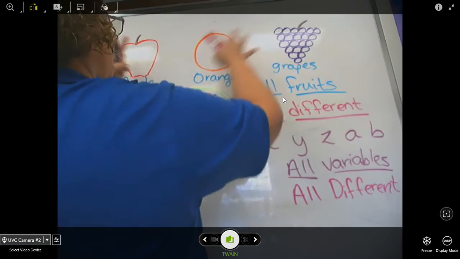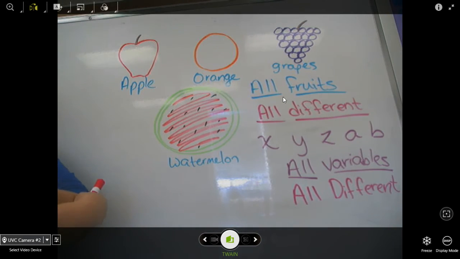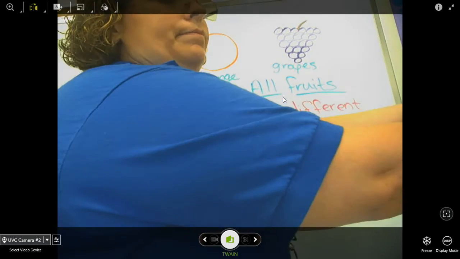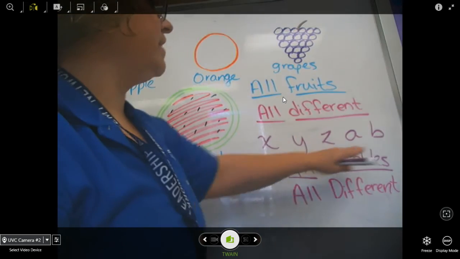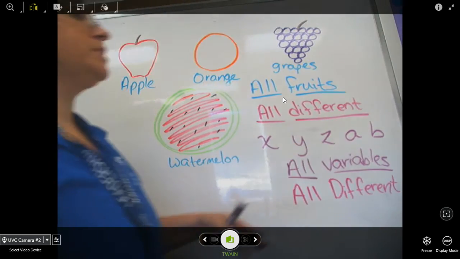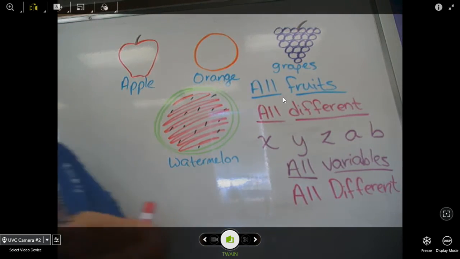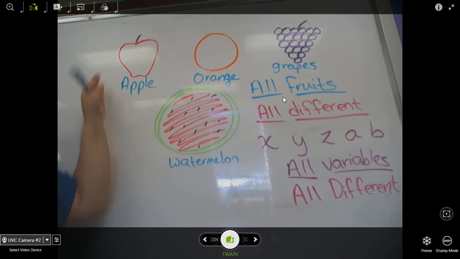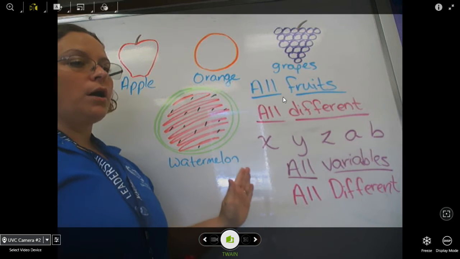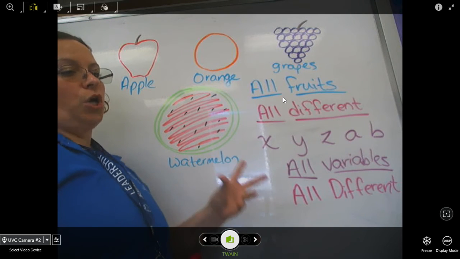I can't take all these fruits and put them together into one category and say, oh, these are all the same, right? Just like I can't take all of these letters or these variables and put them into the category and say, oh, they're all the same. They're not. They are in the same family because they're fruits, but they're not all the same fruit. So that's what you have to understand. That's what we're talking about when we talk about like terms.